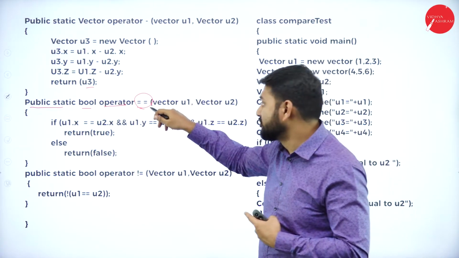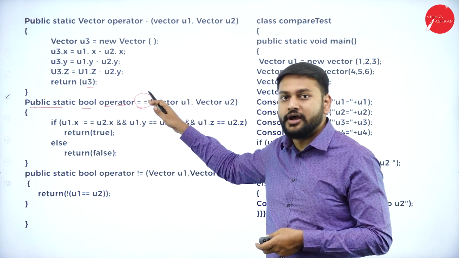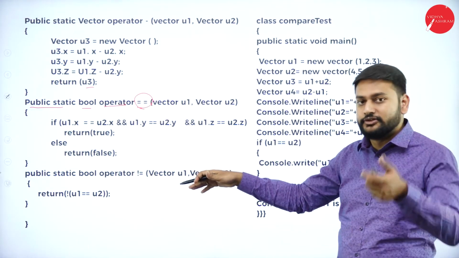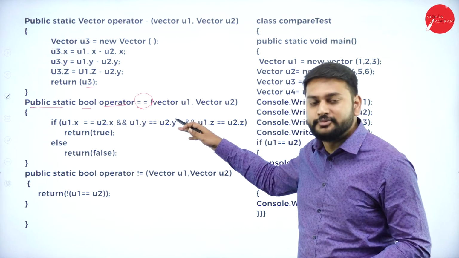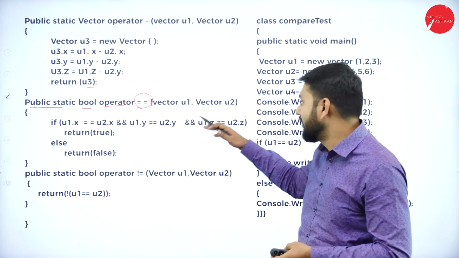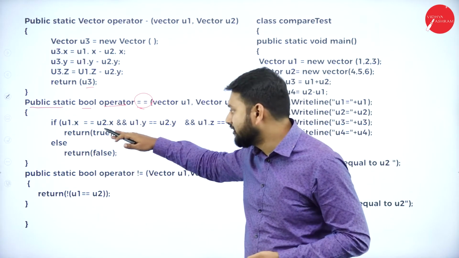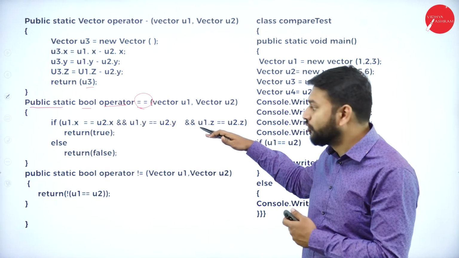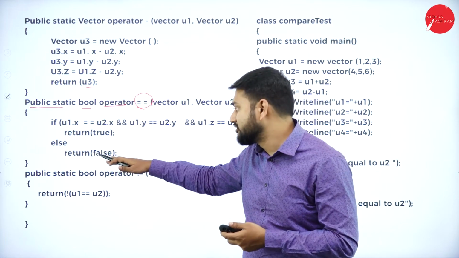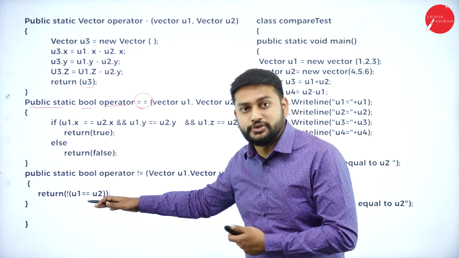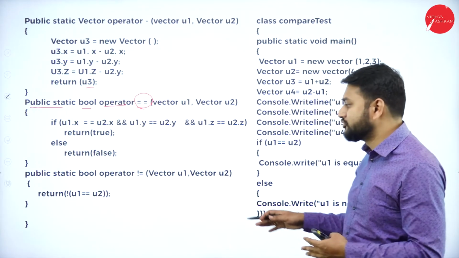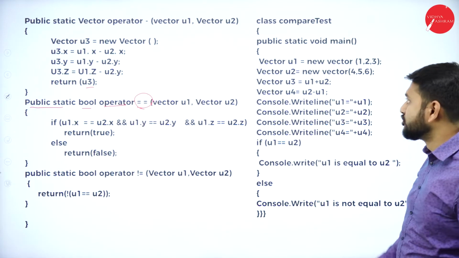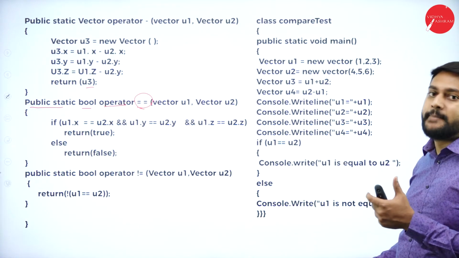So guys, whenever you're using this, you have to use this. The opposite meaning of this is not equal to, that you all know, right? And I'm passing two objects of type vector, u1 and u2, and I'm trying to compare here. If the comparison is true, it returns true, otherwise false. The same thing will happen in the opposite way. If u1 and u2 are not equal, then it will return true, otherwise false. So this is how we override the comparison operator.